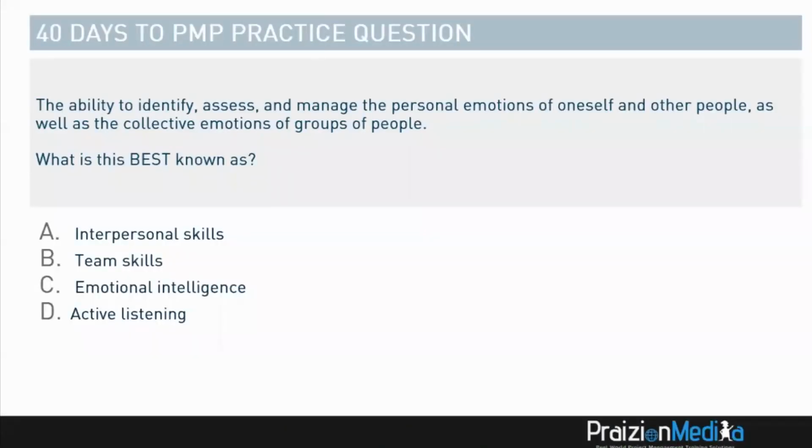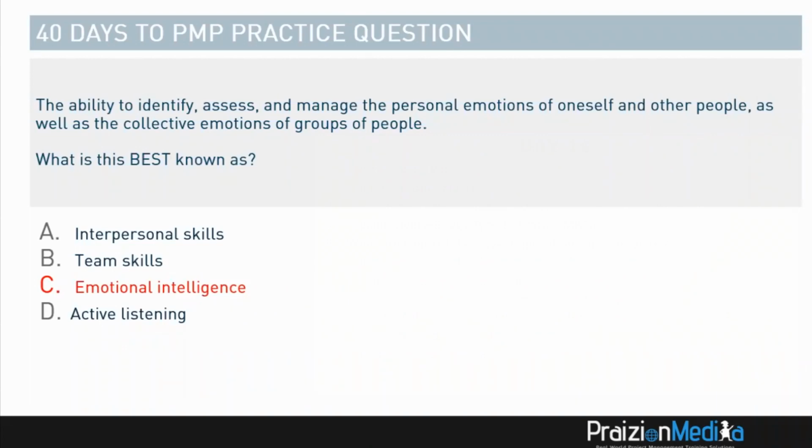Quick question. The ability to identify, assess, and manage the personal emotions of oneself and other people, as well as the collective emotions of groups of people. What is this best known as? Keyword being best. All right, if you need more time, hit the pause button. The definition is emotional intelligence. This defines EI. Okay, so look in your PMBOK guide, do a search in the PDF of the PMBOK 6 and look for all the definitions of EI, and do the same if you can in the Agile Practice Guide.